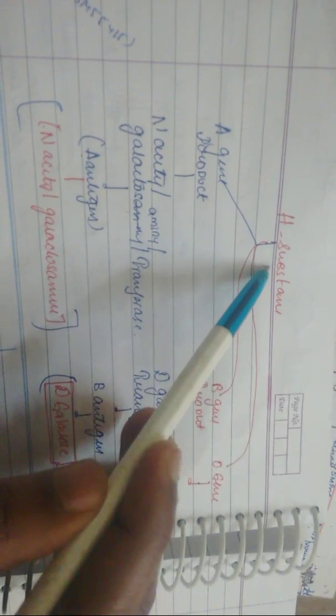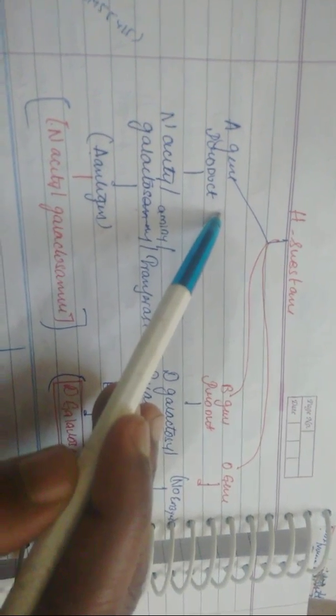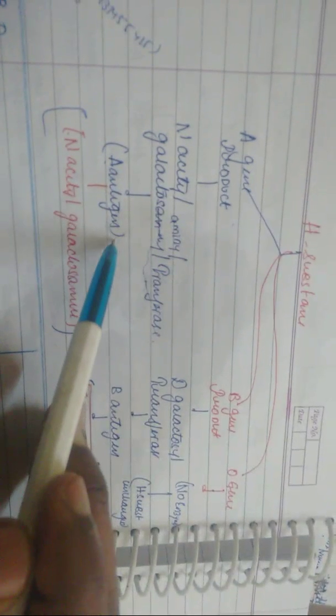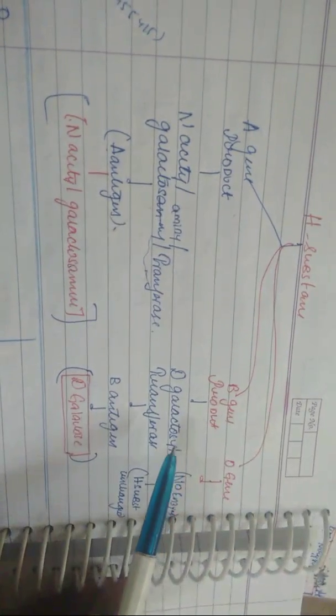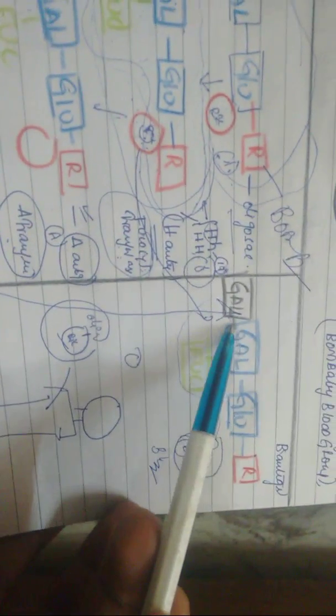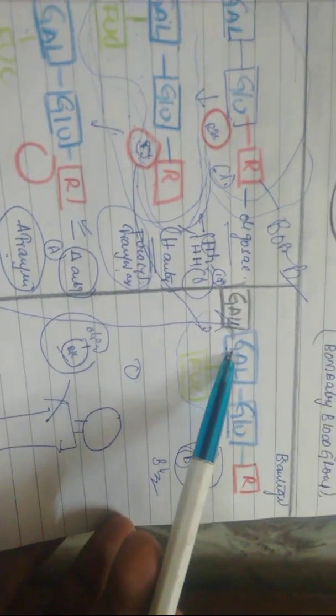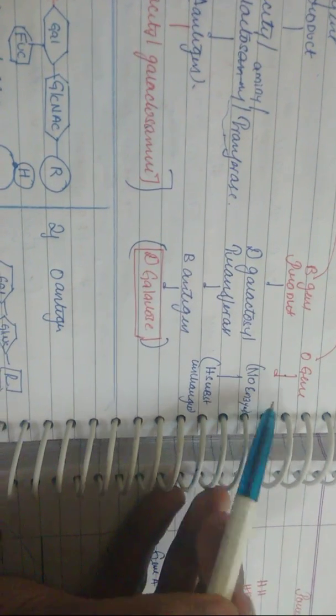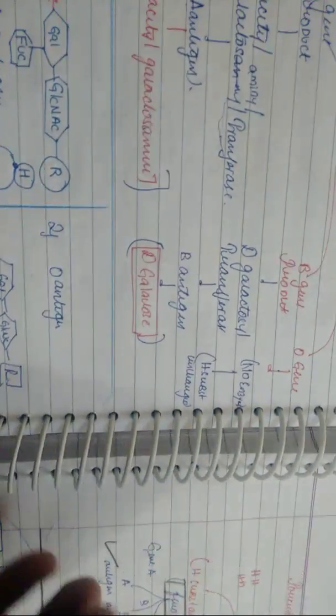On the H substance, a person who has the A gene product synthesizes a transferase enzyme, N-acetyl galactosamine transferase, that brings N-acetyl galactosamine and binds, and we get A blood group or A antigen. A person with the B gene product has a transferase that brings D-galactose and binds here, and this is known as B blood group or B antigen. If there is no change, this is O antigen, the H substance with no change.